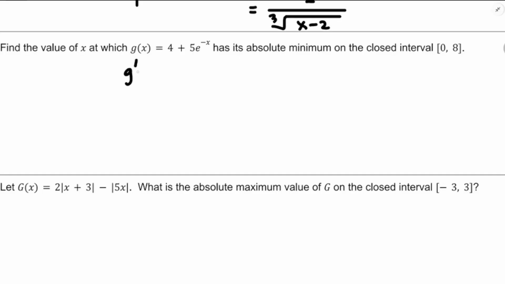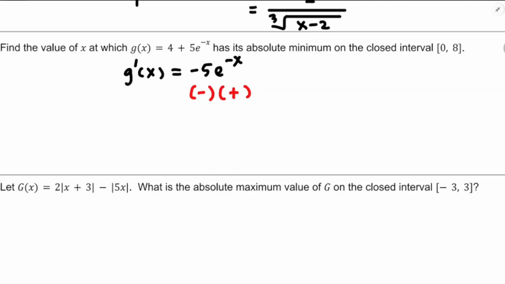G prime of x. This is an exponential function, and these have a limited behavior type. There's not too many different behaviors we can see out of these. So g prime is going to be negative 5e to the negative x. Yes, I see it. Negative 5 is always going to be a negative number, and e to the negative x is always greater than 0. So I've got a negative times a positive here.